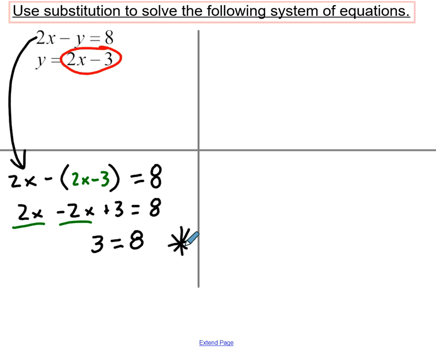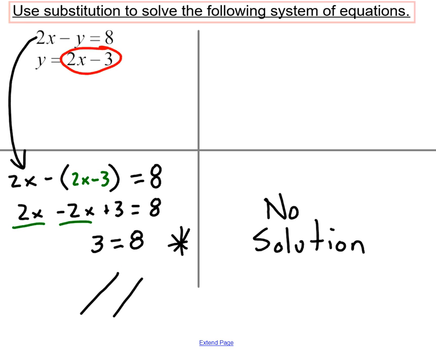So this is false. So we would say that this has no solution. Now, the reason this has no solution is because if you have a number equal to another number, what those two lines actually are is parallel to each other. So you would say no solution. Another way to write it is just the null set, like so.